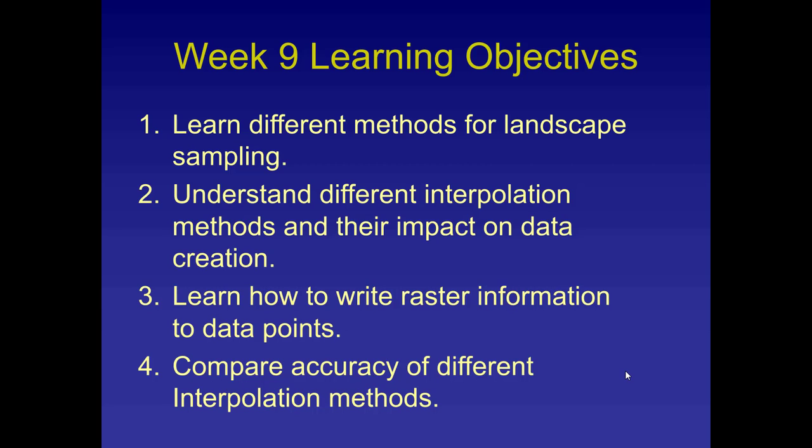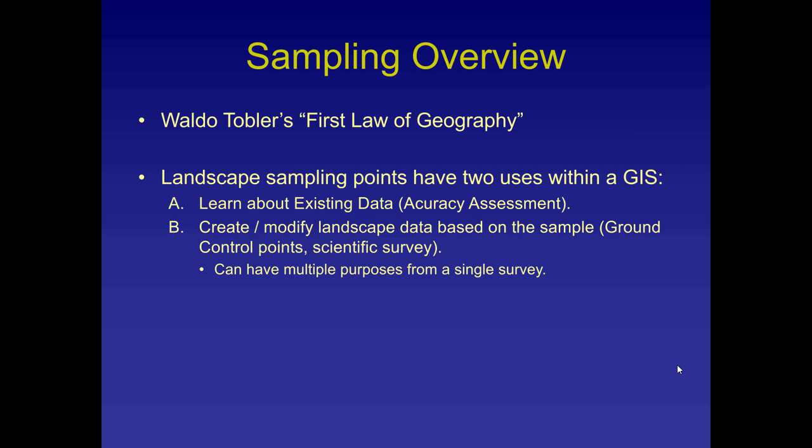Learning objectives for this module include learning different methods for landscape sampling, understanding different interpolation methods and their impact on data creation, learning how to write raster information to data points, and learning how to compare accuracy of different interpolation methods. Landscape sampling provides two uses within a GIS.